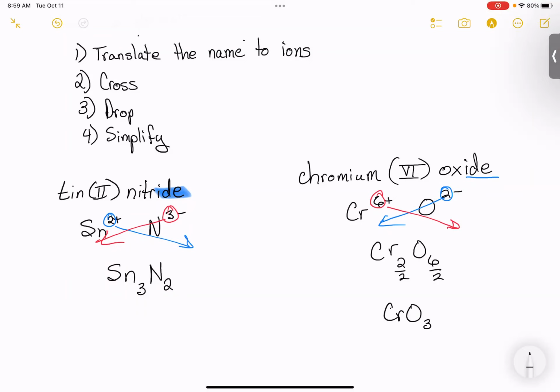Questions about how to take names and go to formulas? Besides, you've got to memorize all the ions. Does that work for everything? That works for all ionic compounds, meaning there's a metal. As long as there's a metal, it works. Which I guess I should have put back there when we were talking about ionic compounds. You will recognize an ionic compound if it contains a metal.